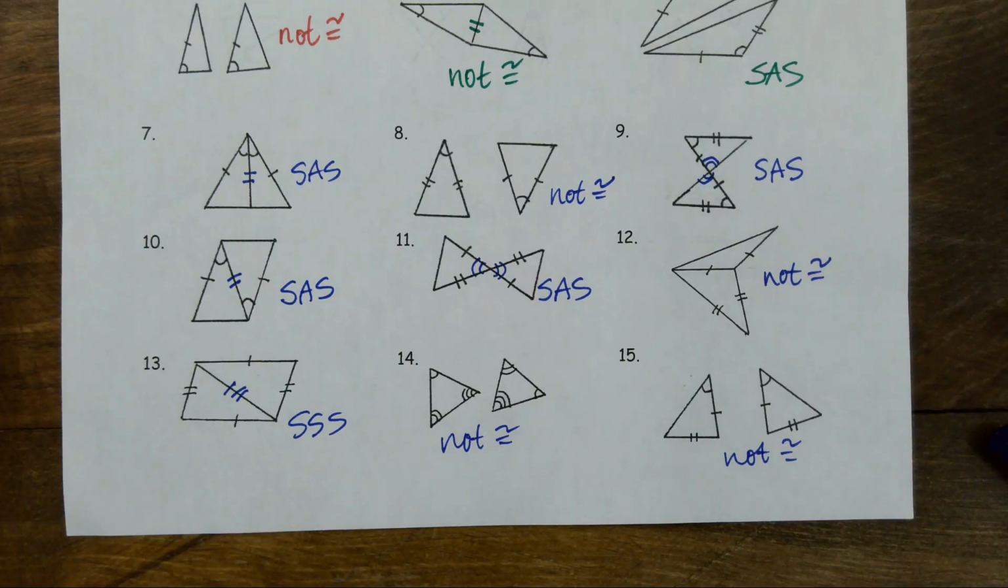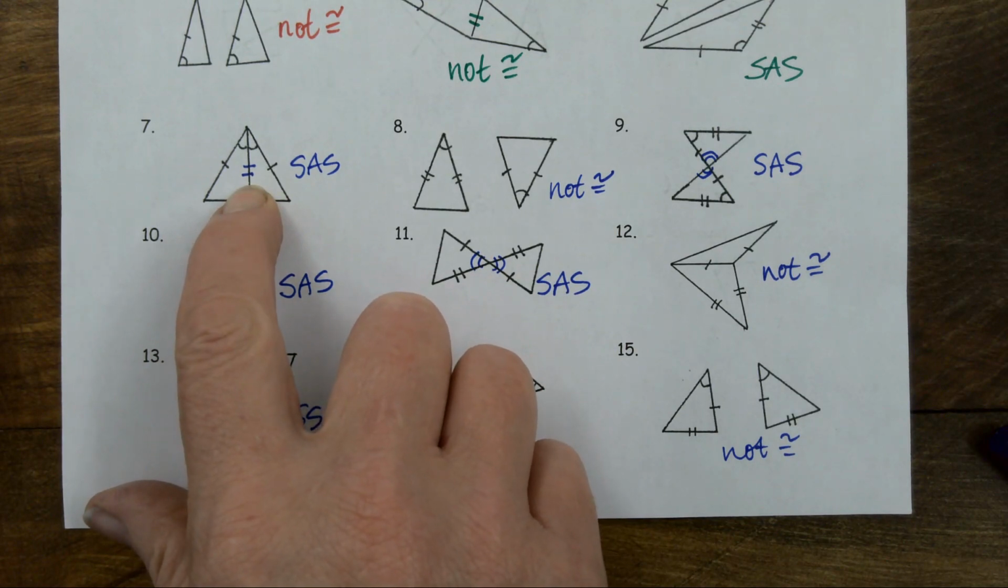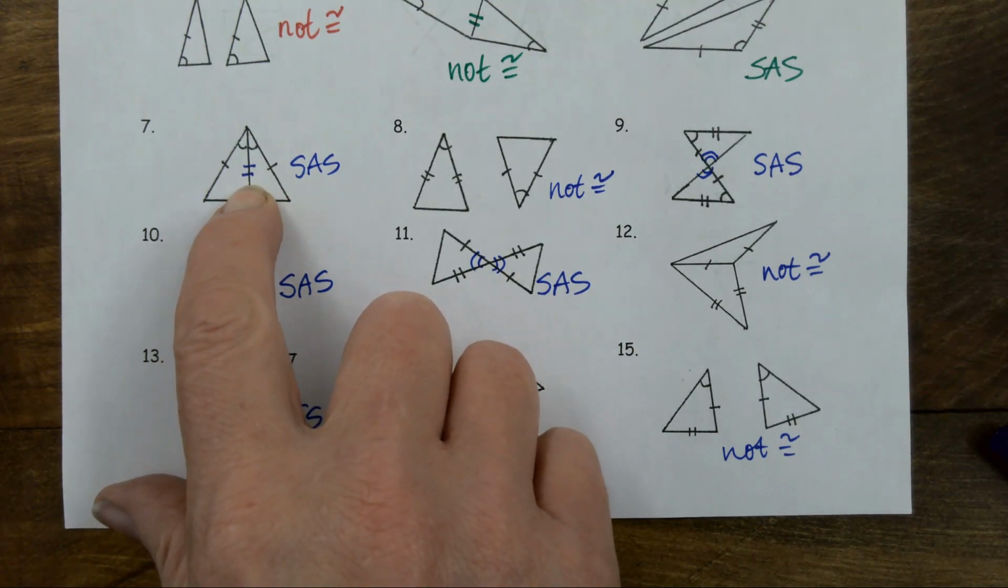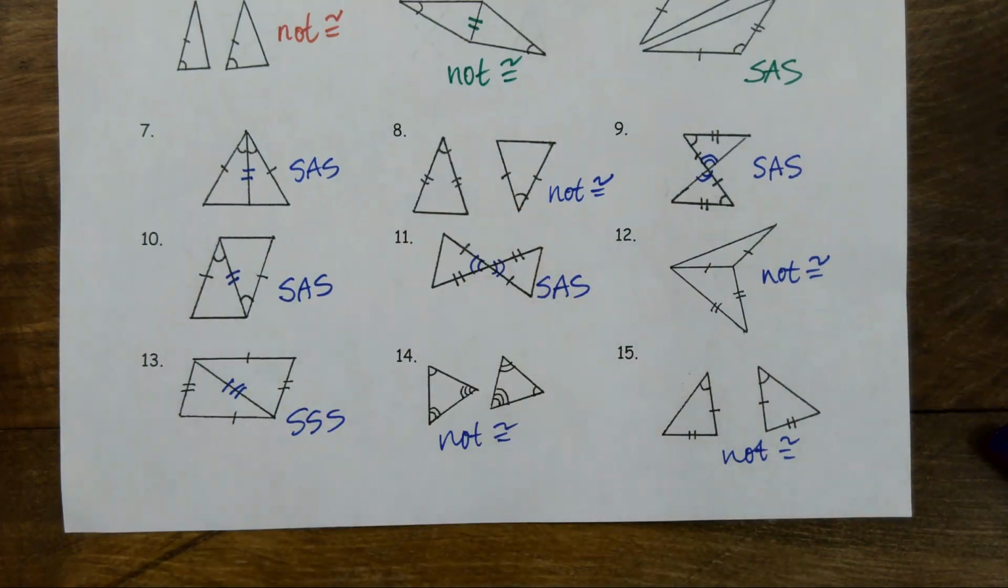I'm going to flash answers up there. You can take a look and see how you did. I added the shared line congruent to itself for number 7. For number 8, that was a little tricky. It looks like a side angle side, doesn't it? But what's wrong with it?